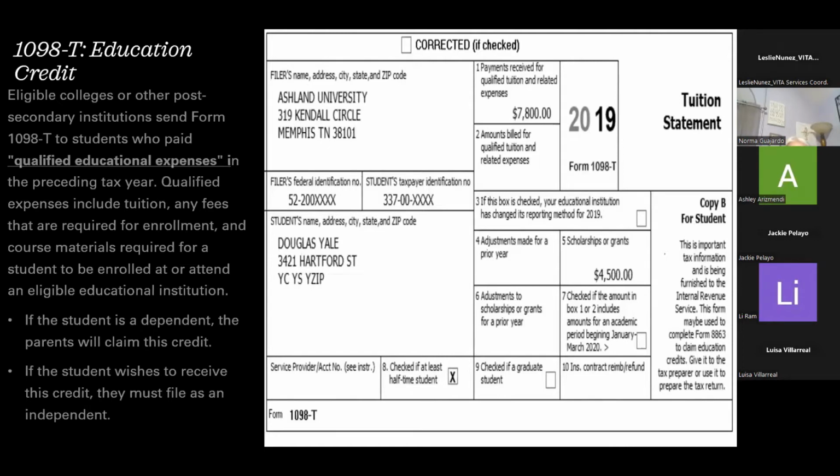Yes, ma'am. You can also check on box 9, right? Where it says check if a graduate student. If they're graduates, then they would fall into the lifetime learning. Is that correct? Yes, that is correct. If this box is check marked or X marked, that is automatically lifetime learning credit.